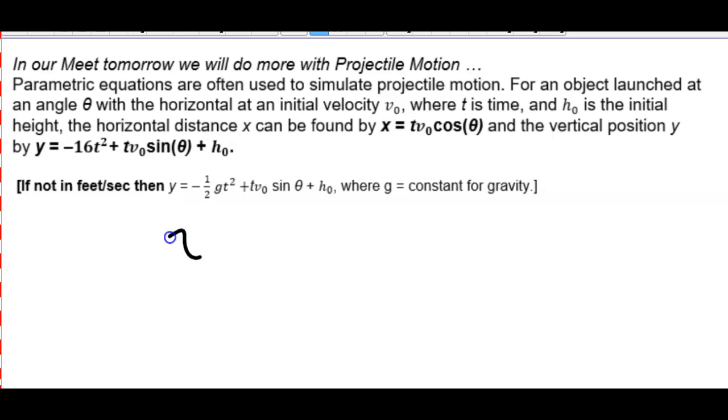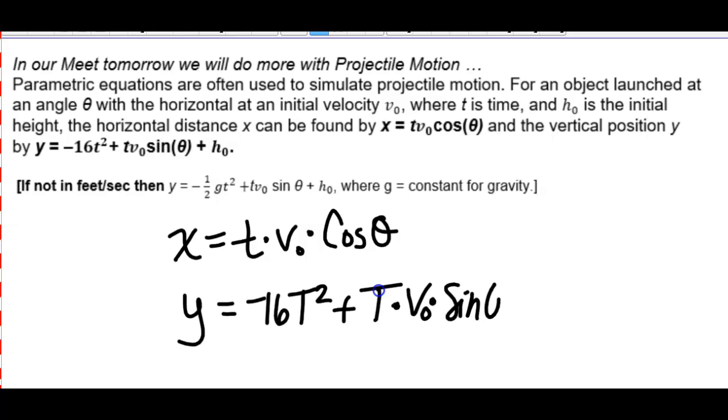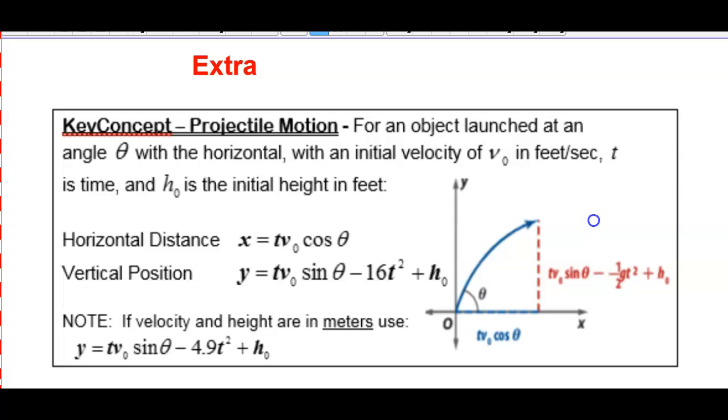The x value is always t times whatever the initial velocity is, times the cosine of the angle you're launching at. And y is actually, this is the formula, negative 1/2 g t squared plus t v sub 0 sine plus h sub 0. And g is the constant. We're going to use all feet in these questions, so we're going to use this one, negative 16 t squared plus t times initial velocity times the sine of the angle it's launched at, plus any initial height. So is it launched from the ground or 5 feet off the ground, or what's happening?